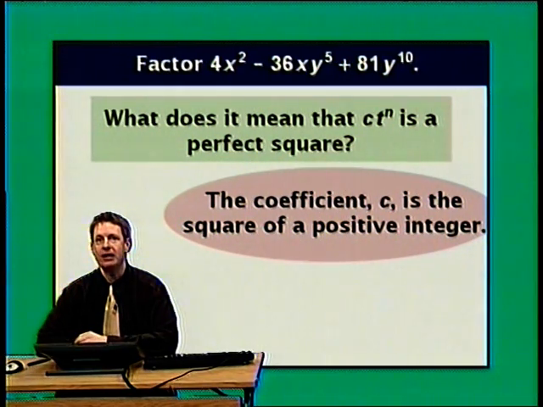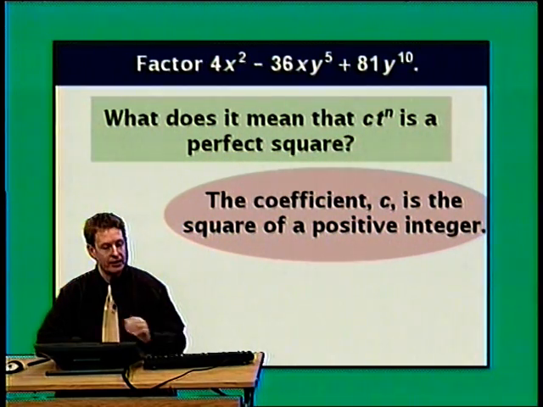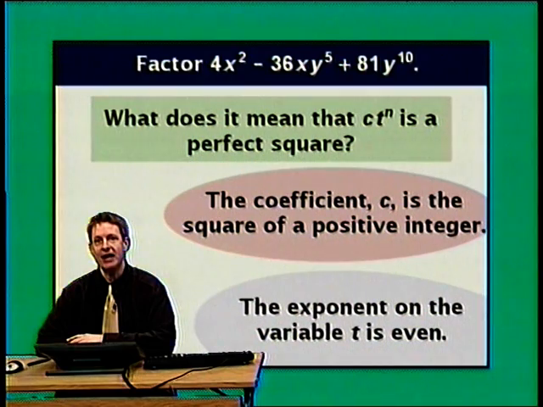Now, you might be thinking any number that's the square of a positive integer is also a square of a negative integer. And you're right. For example, 16 is the square of 4. It's also the square of negative 4. However, when I apply my perfect square trinomial formula, I need to use the positive number for the trinomial formula to work out. The other thing I have to consider is the exponent on the variable. The exponent on the variable needs to be even if the term is going to be a perfect square.